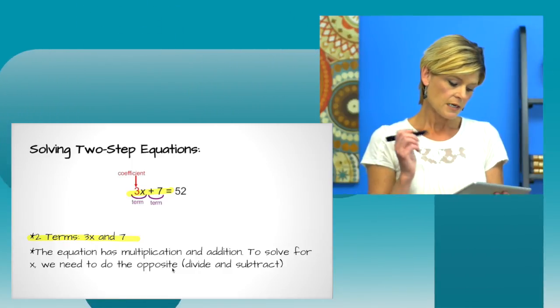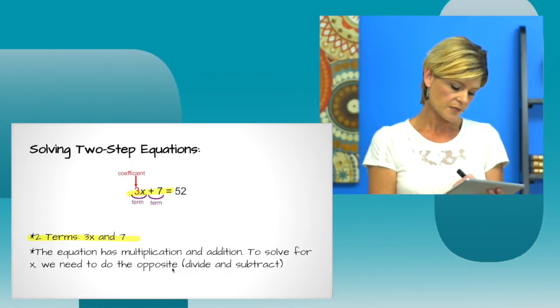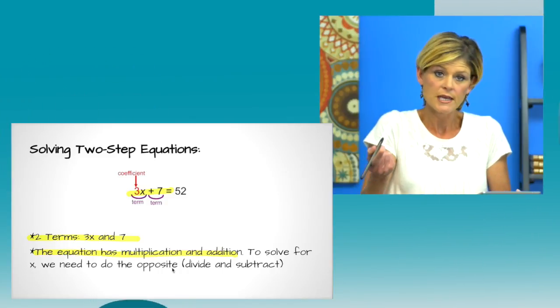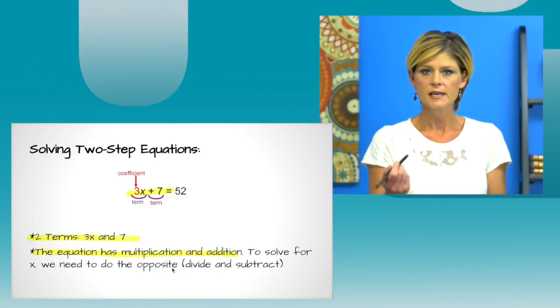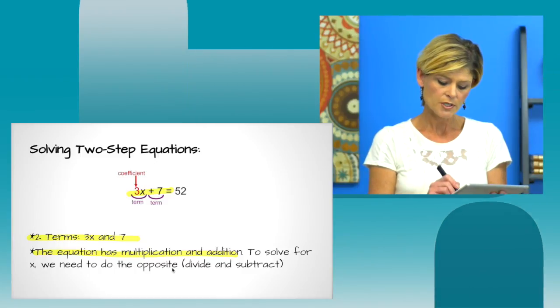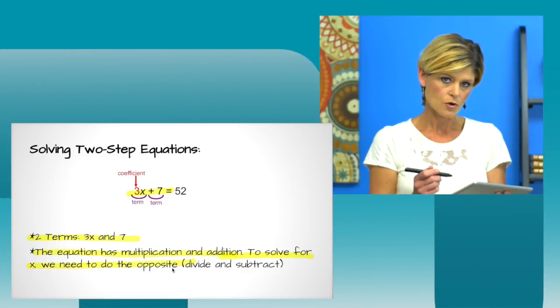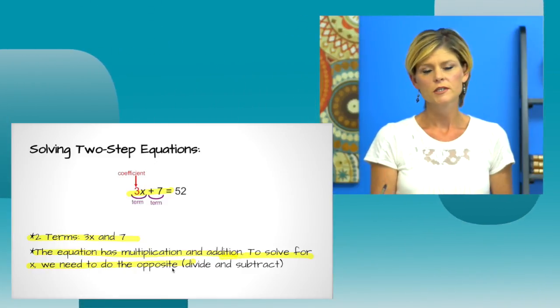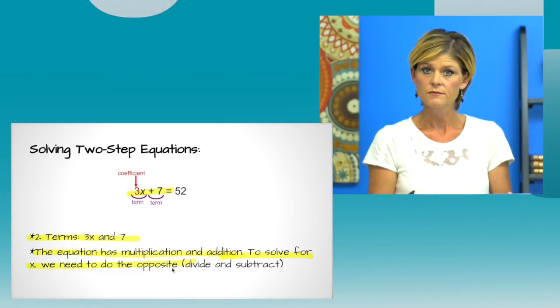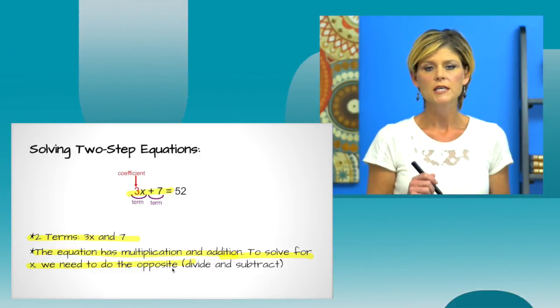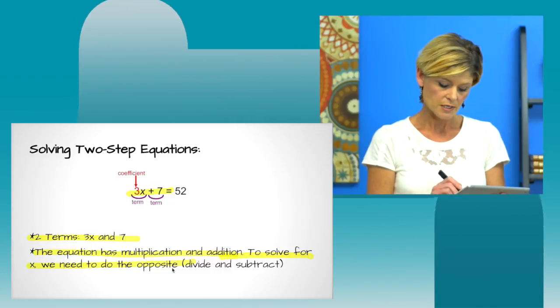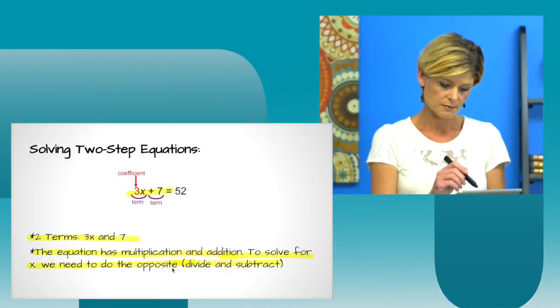The 3, and I'll highlight that for you, is the coefficient when it's next to the variable x. Okay, now also it's important to point out that this equation has two steps. It has multiplication and addition. Now because we're trying to solve for x, or understand what our variable is, we're going to do the opposite or the inverse operations for multiplication and addition. And those would be to divide and to subtract.